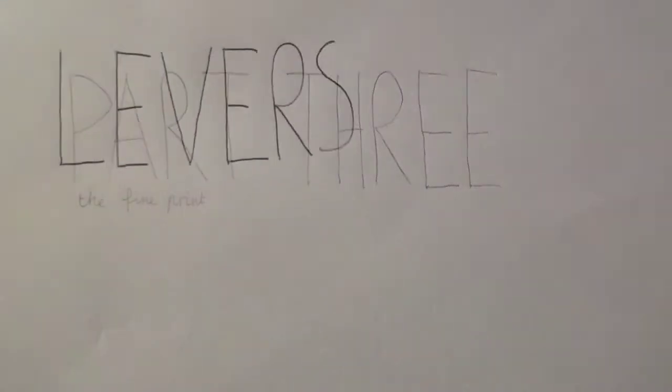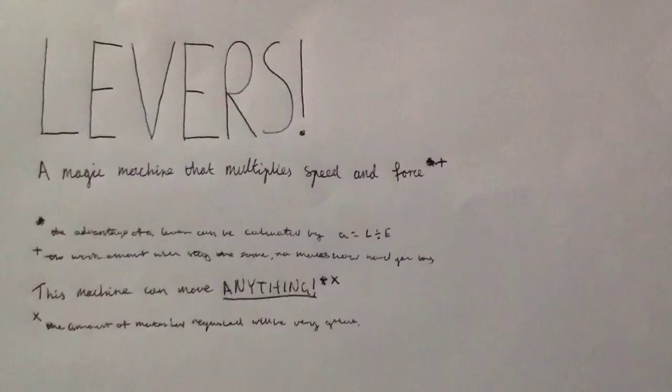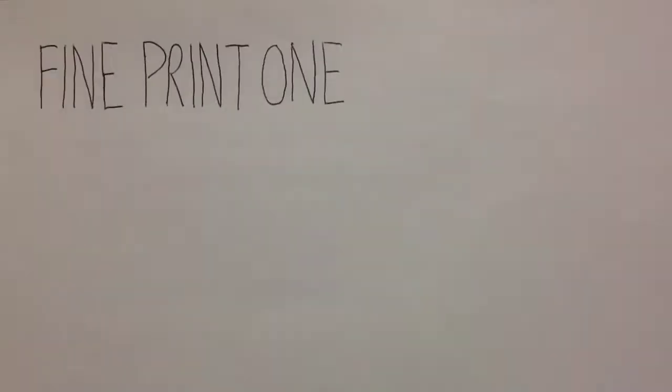Part 3. The fine print. If we're going to write up an advertisement for levers, we'd put two major points: that it's a magic machine that multiplies speed and force, and that this machine can move anything. But wait, what's all this fine print doing here? Let's go take a deeper look at it.